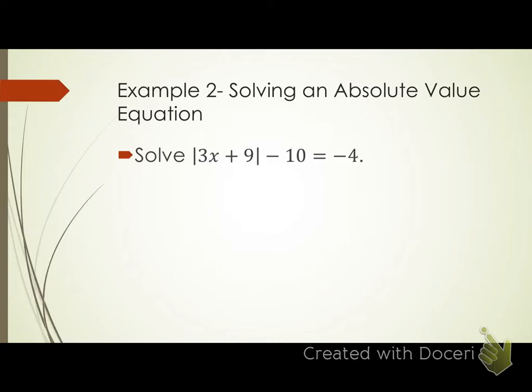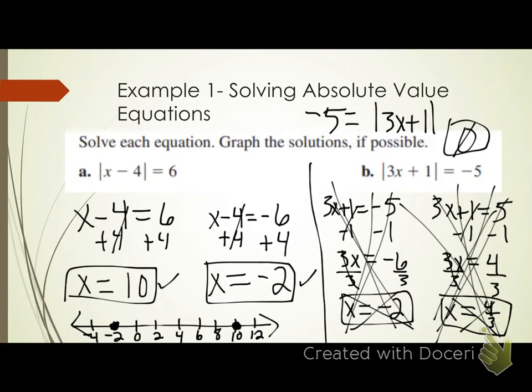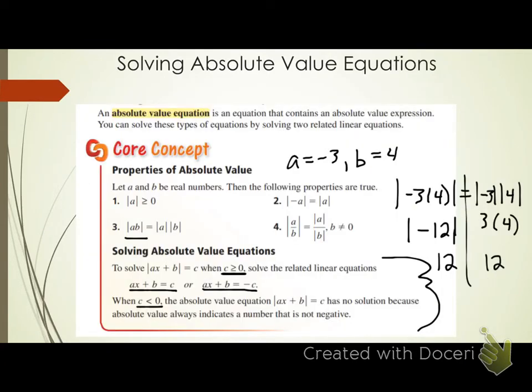On this first slide right here, we have the absolute value of ax plus b equals c, right? Outside of the absolute value, do we have anything being added to the absolute value? No. Do we have anything being subtracted from it? No. Do we have anything being multiplied by it? No. Do we have anything being divided by it? No. The absolute value is completely by itself on one side of the equation, right?